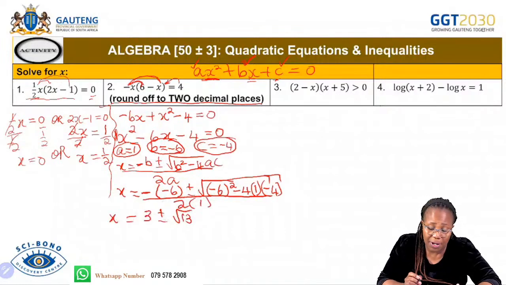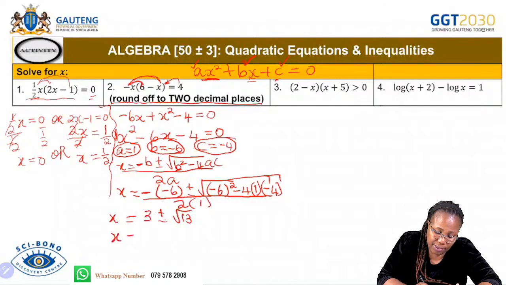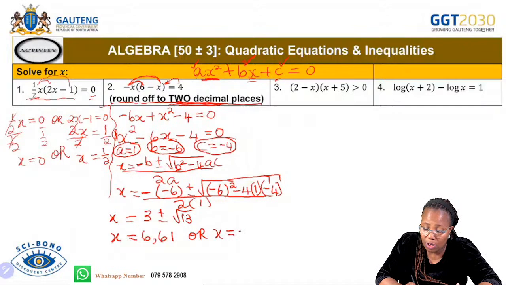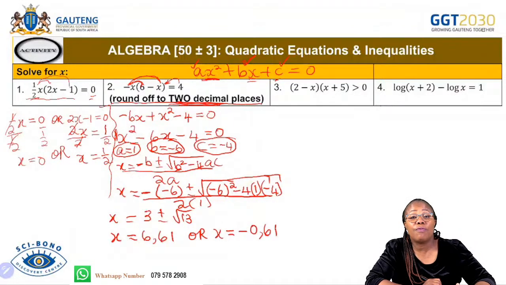Press your SD button or a change button, and then this will give us x equal to 6,61. Remember, the statement indicated that we must round to 2 decimal places, or x is equal to minus 0,61. Those are the values of your x values.